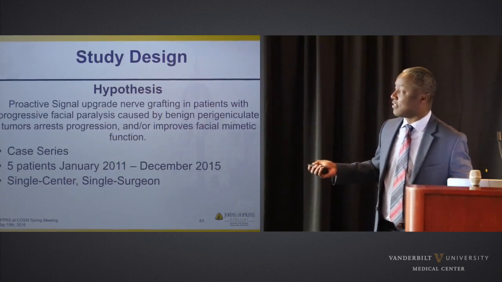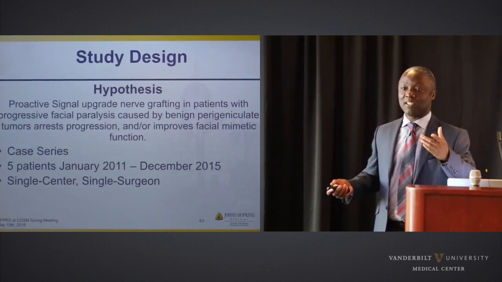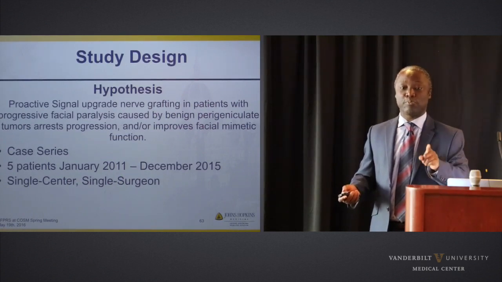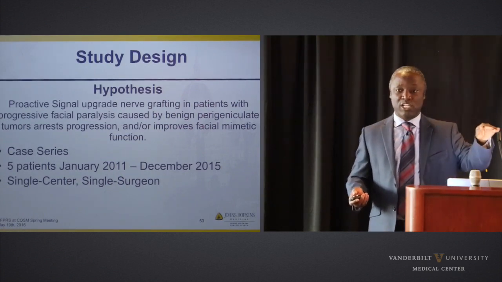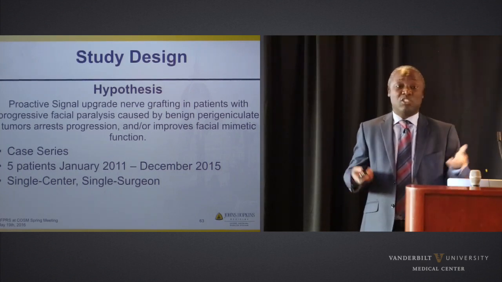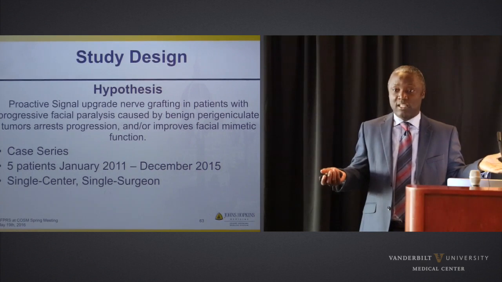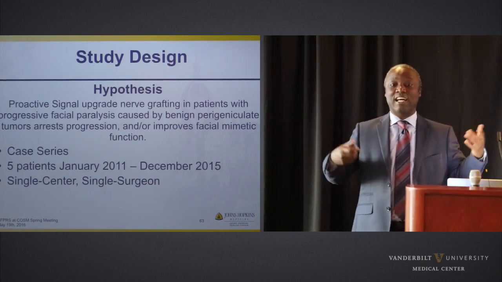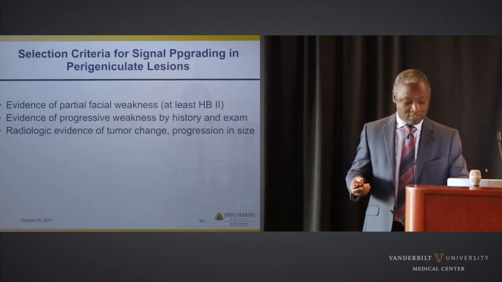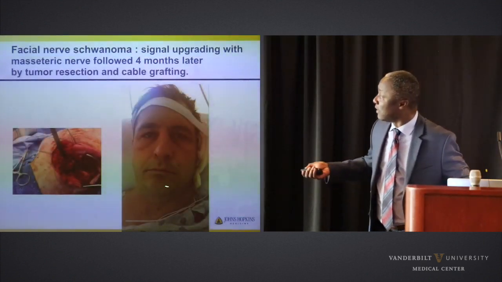So my hypothesis is that if you proactively or prophylactically innervate that facial nerve that is being compressed, you can arrest the progression of the facial dysfunction. And then it gives you a chance to just watch the tumor and not do anything. And if the tumor should progress and get large and you decide to take it out, the face should not become completely paralyzed. So let's look at the patient.